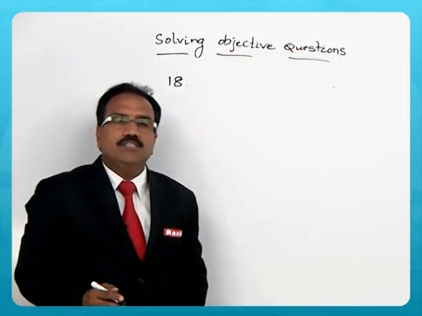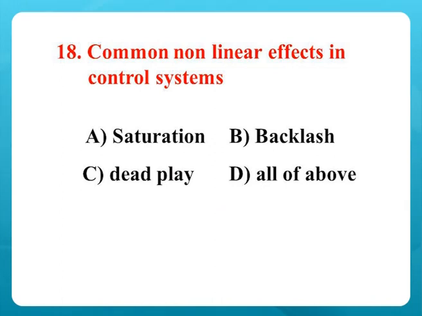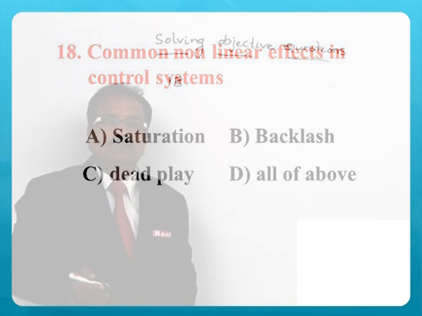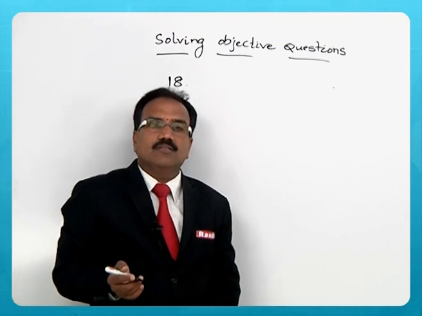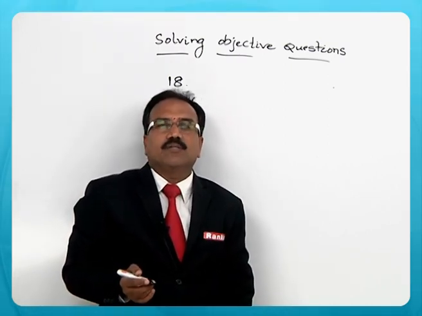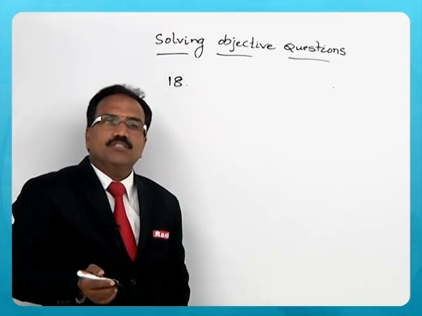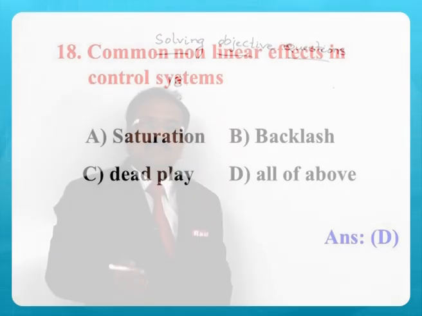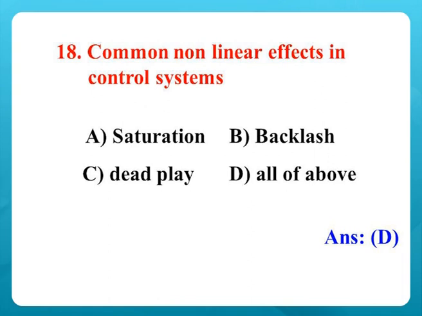Question number 18, the common nonlinear effects in control system: saturation, backlash, dead play, and all of the above. In fact, all these A, B, C are the nonlinear effects in control system: saturation, backlash, and dead play. So the option D is the right answer.